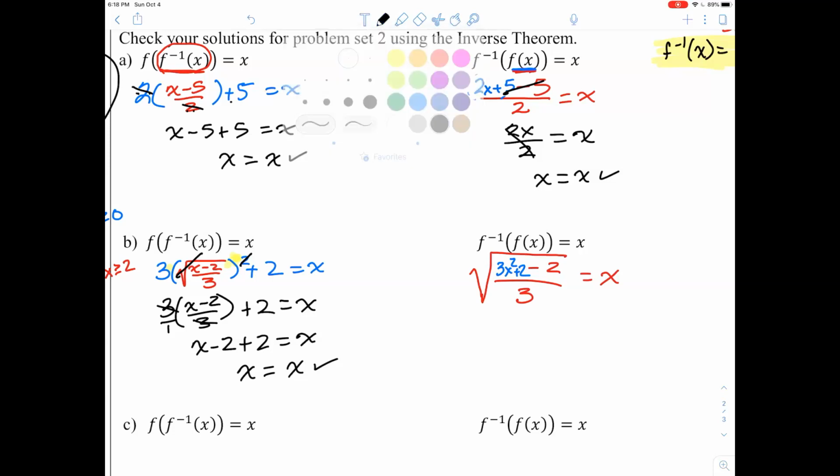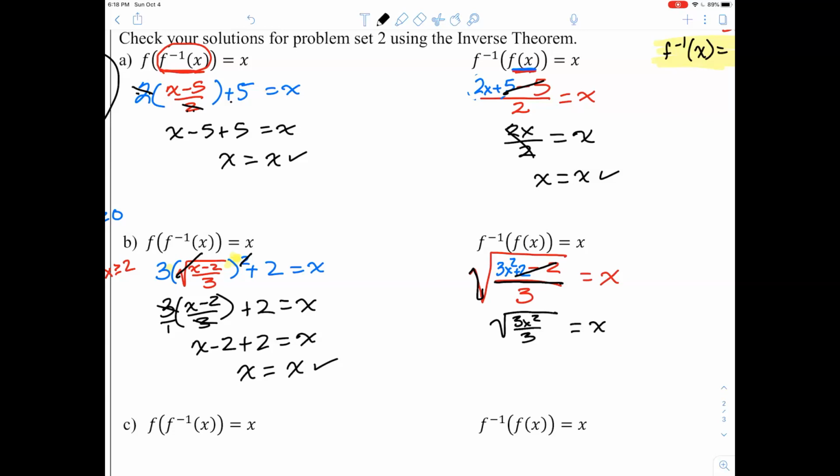Okay, so we've got two grouping symbols. We've got the square root, we've got the fraction. So we have to work within the grouping symbols first. I think you can see that the 2 minus 2 cancels each other out, leaving us with 3x squared over 3 equals x.